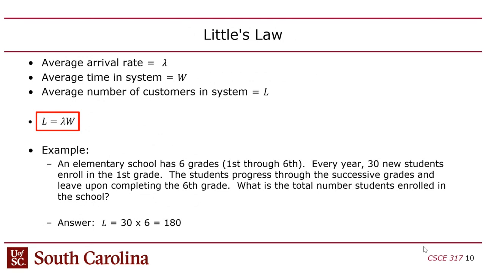So in this case, if you have a school with 6 grades and 30 new students enroll each year, you've got a waiting time of 6 years and you're getting 30 new students per year. So the total number of students enrolled in the school is 180.